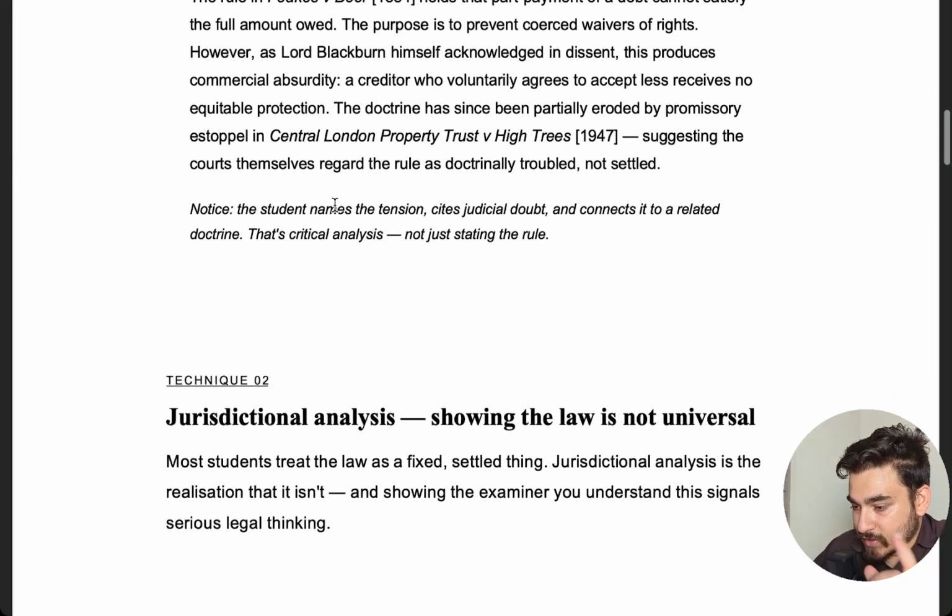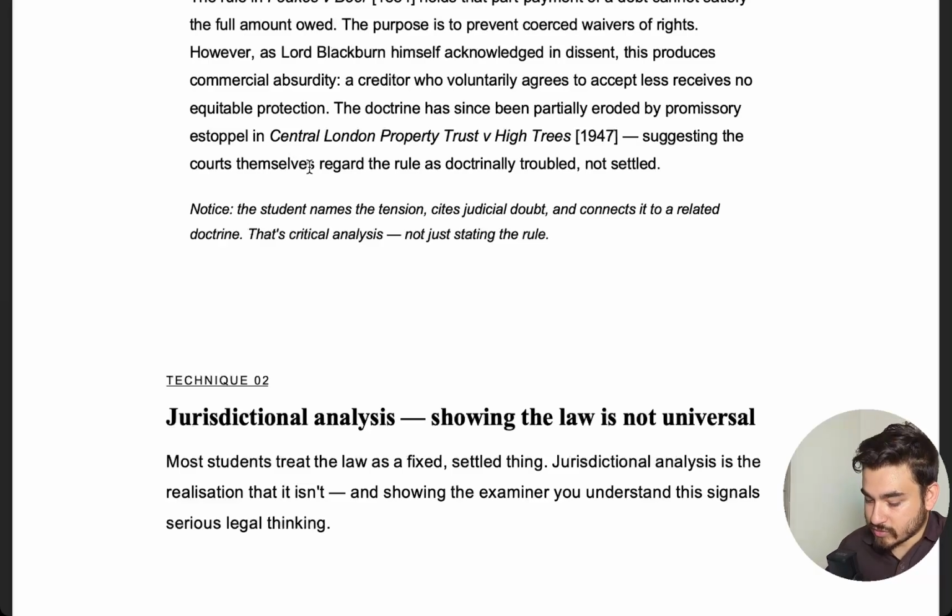So now notice the student names the tension. The student who writes this gets a 70 because he notes down what the tension is. The tension is that Blackburn himself acknowledged in dissent that this could be commercially absurd. And then secondly, another point of tension is that promissory estoppel, another doctrine, has partially eroded the application of Foakes versus Beer.